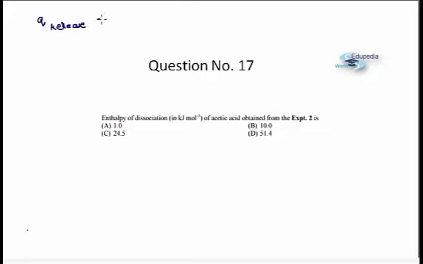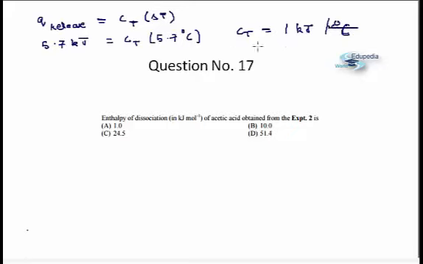my Q release will be equal to the calorimeter constant, that is the total heat capacity of the calorimeter, into the change in temperature, that is delta T. Now Q release was 5.7 kilojoule, and similarly my delta T was also 5.7 degrees centigrade, and this gives me the value of CT, that is the calorimeter constant, as 1 kilojoule per degree centigrade. This will be my value of CT, 1 kilojoule per degree centigrade.